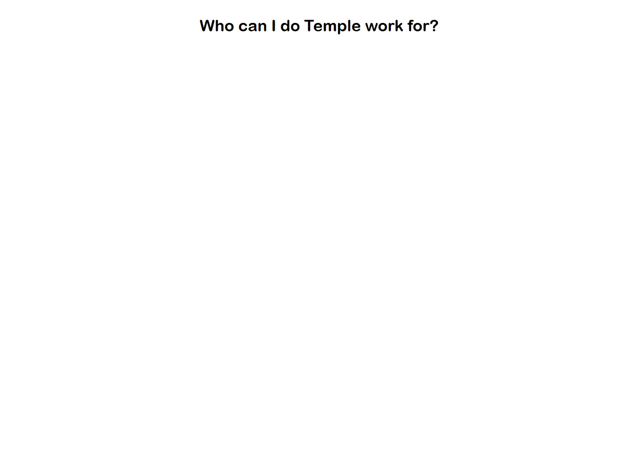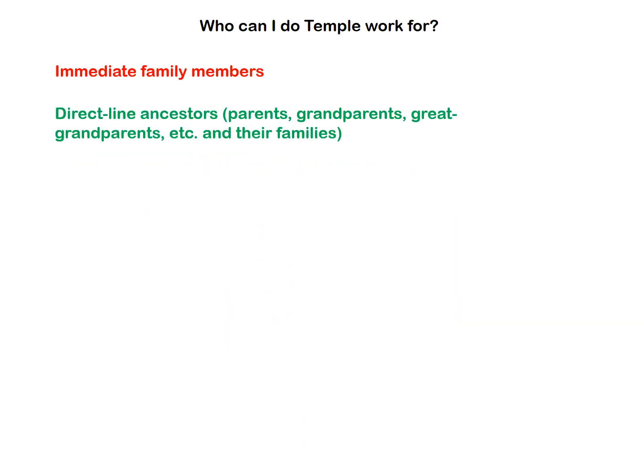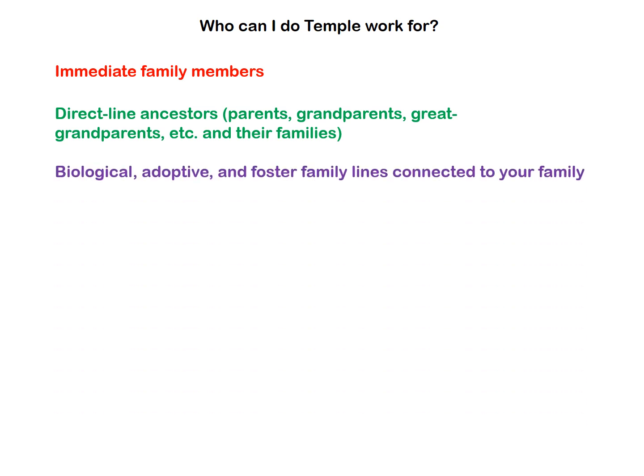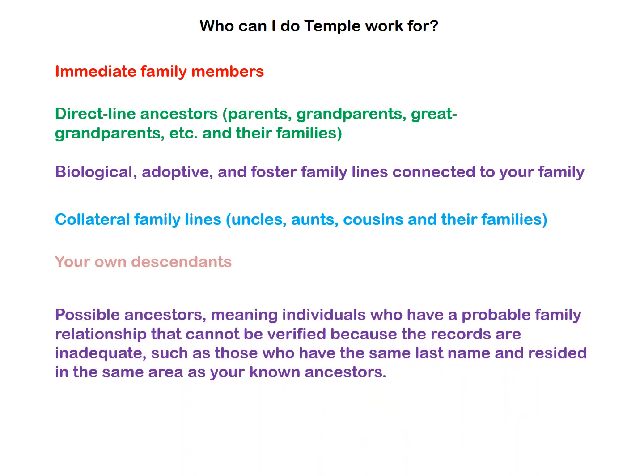We can submit work for immediate family members, direct line ancestors, that's parents, grandparents, great-grandparents, and so forth, and their families, biological, adoptive, foster family lines connected to your family, collateral family lines such as uncles, aunts, cousins, and their families, your own descendants, possible ancestors, meaning individuals who have a probable family relationship that cannot be verified because the records are inadequate, such as those who may have had the same last name and resided in the same area as your known ancestors.